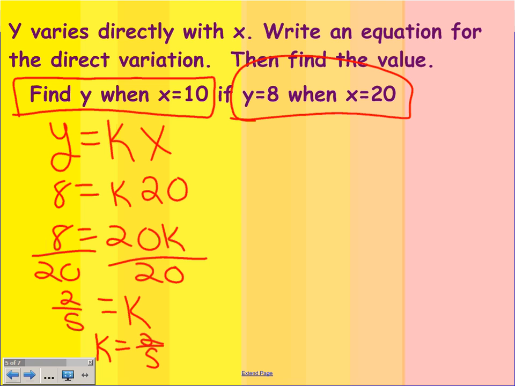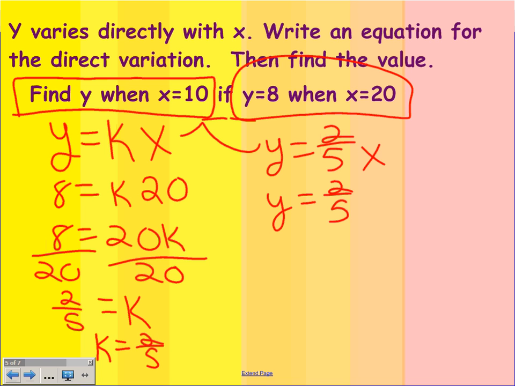Once I have my constant of variation, or my k, then I can write that in an equation. y is equal to 2/5 x. Now I can use that equation to determine the missing part. I don't know y, and x is 10. So that means y is equal to 4. Feel free to use your calculator too. 2 divided by 5 times 10, and that's going to give you 4.